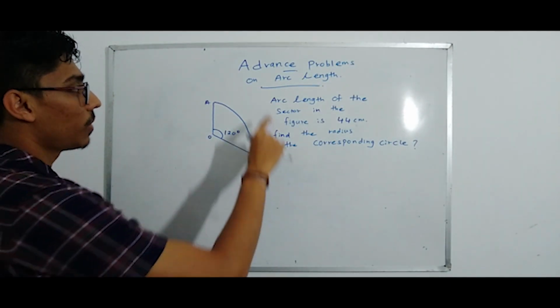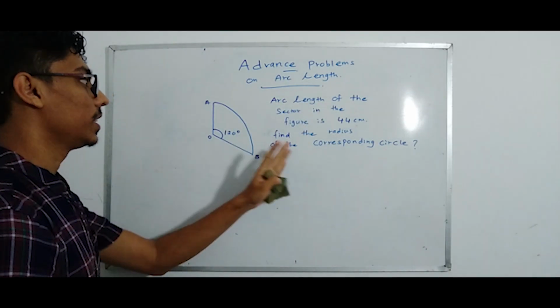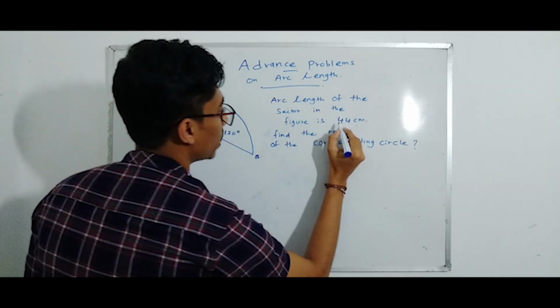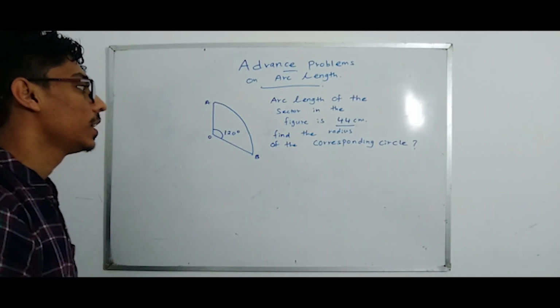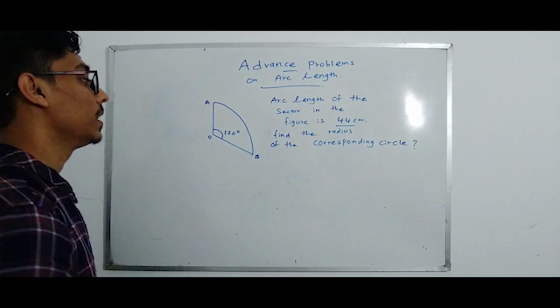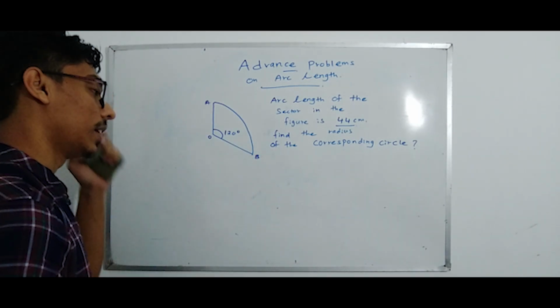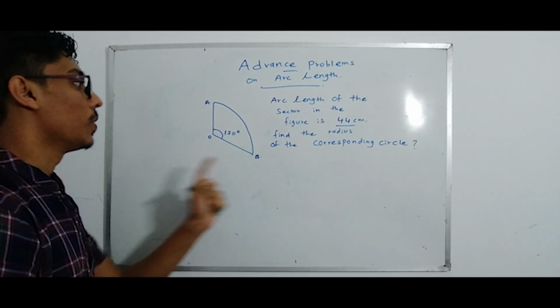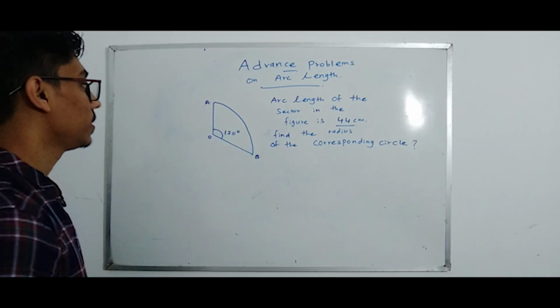The problem says that the arc length of the sector in the figure is 44 centimeters. Let me underline that to make it easy for me. Find the radius of the corresponding circle. So this is kind of tricky. You have to find the radius of the corresponding circle.